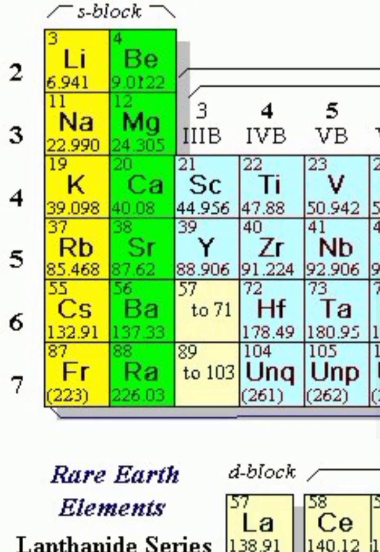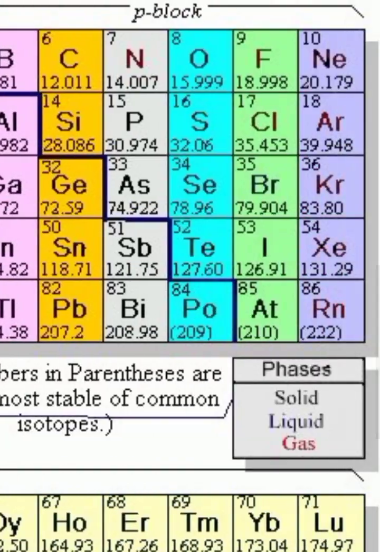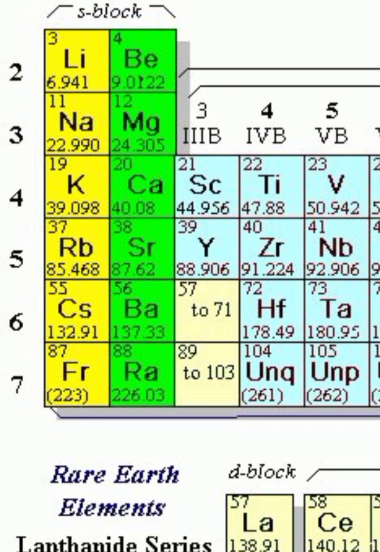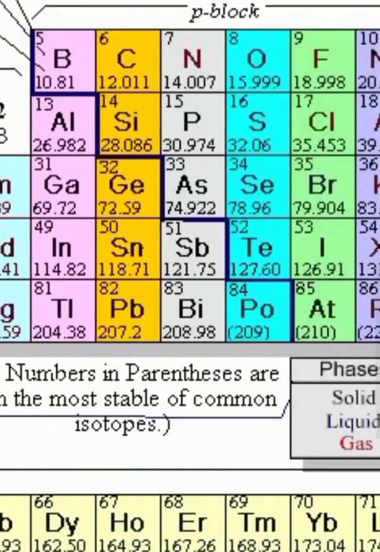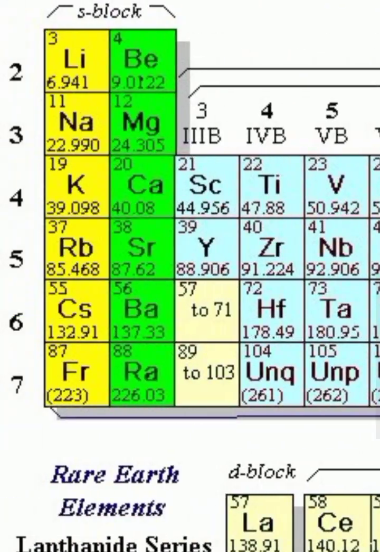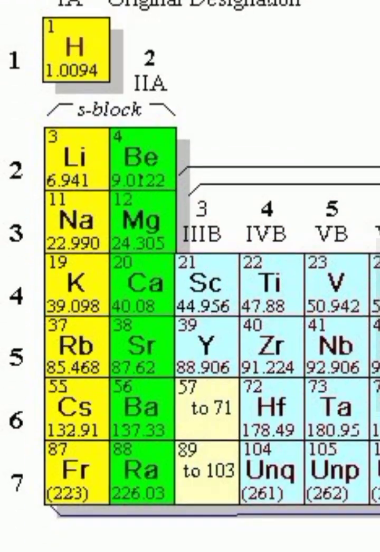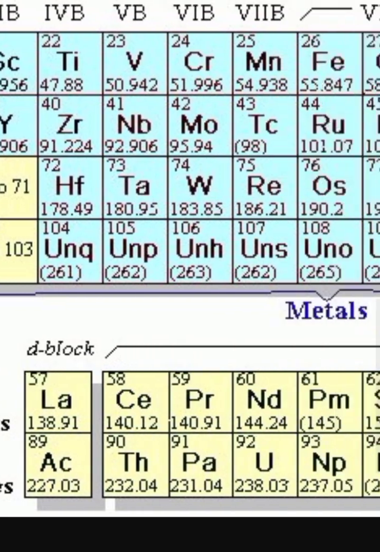What is the meaning of ionization energy? What is the meaning of electropositivity, electronegativity? We move from left to right and right to left, and we move from top to bottom or from bottom to the top. What is going to happen to the periodic table?